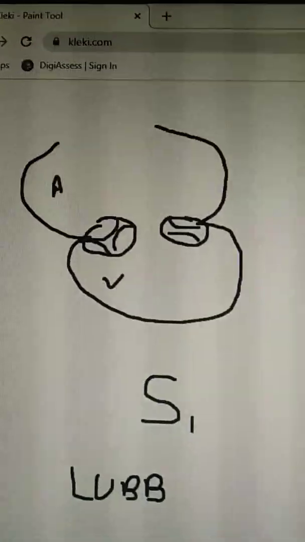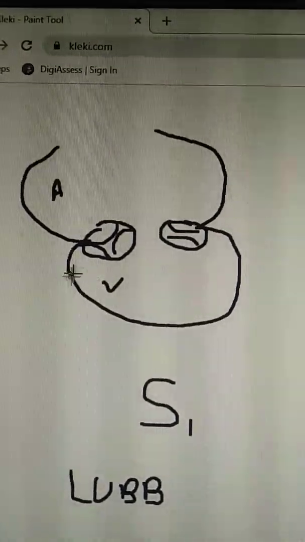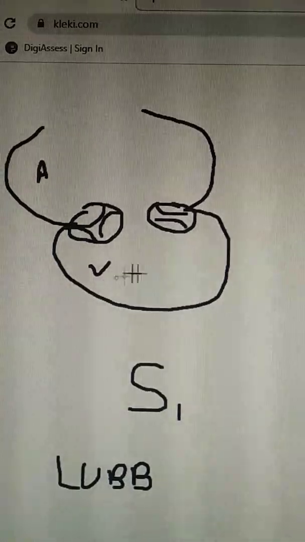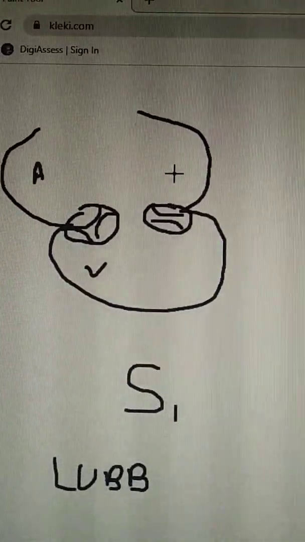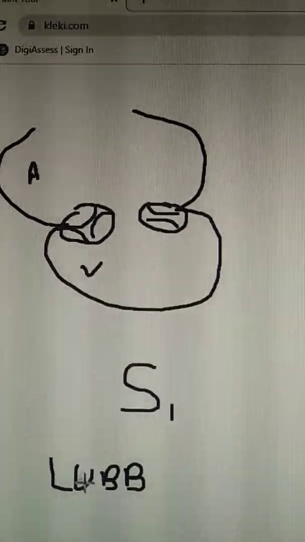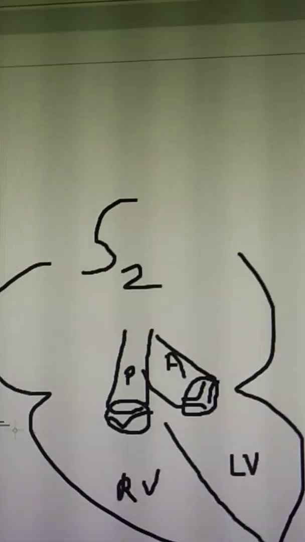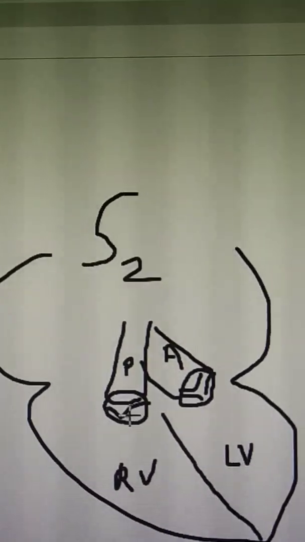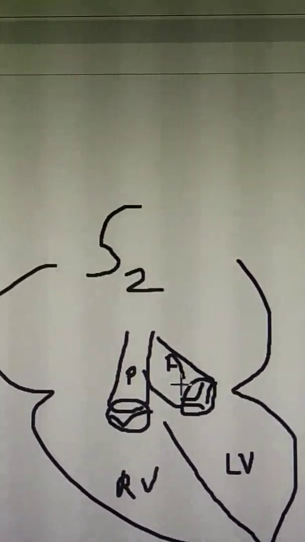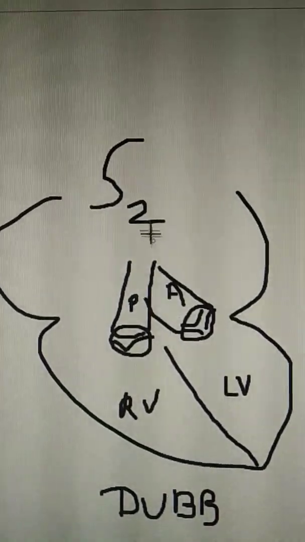The closure of the AV valves, that is atrioventricular valves, which is the tricuspid valve between the right atrium and right ventricle, and the bicuspid valve between the left atrium and left ventricle, produces the first heart sound, which is called lub or S1. Whereas the closure of the semilunar valves, which are the pulmonary valve within the pulmonary trunk and the aortic valve within the aorta, causes the second heart sound, which is called the dub or the S2.